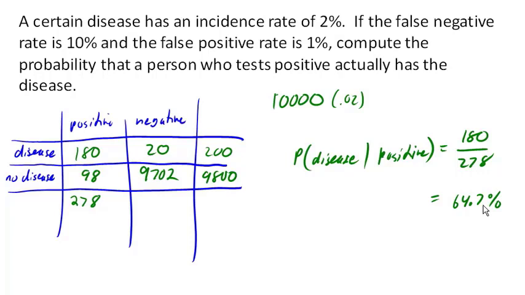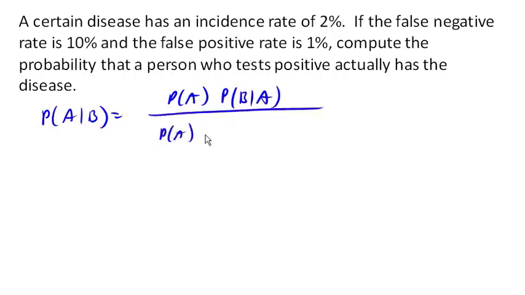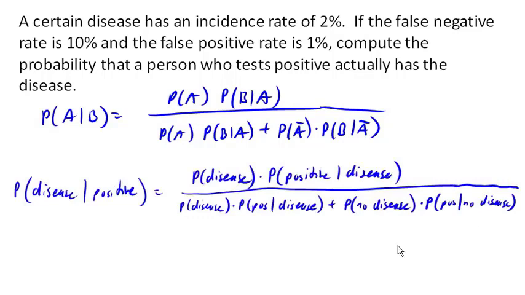Now, there's another way we could go about this problem, and that would be using Bayes' rule. Let's take a look at what that would look like. Bayes' rule says that the probability of A given B is the probability of A times the probability of B given A, over the probability of A times the probability of B given A, plus the probability of A complement times the probability of B given A complement. Now, in terms of our disease, that would look like this.